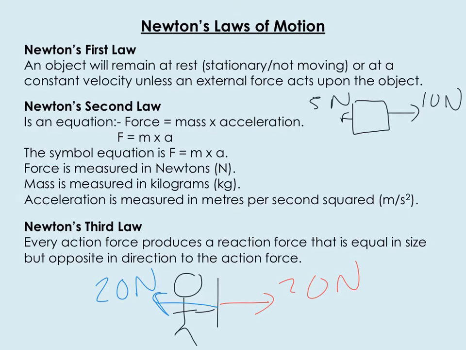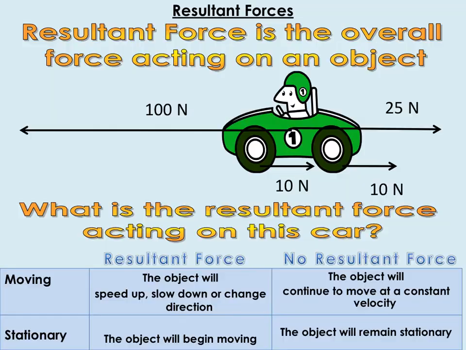If you look at the block above that I've just drawn here, you can see that it's got 5 newtons acting to the left and 10 newtons acting to the right. That means that the block will experience an acceleration because the resultant force acting on that object will be 5 newtons this way, and therefore the block will accelerate to the right.